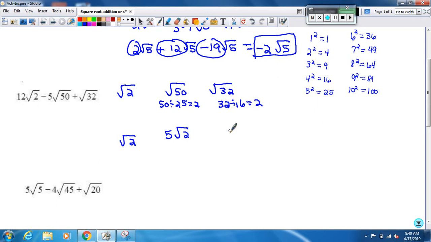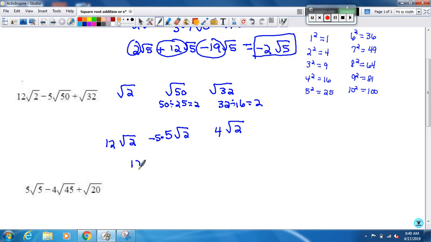And then 32, 32 divided by 16 is 2. So the answer that you get goes underneath. Since I divided by 16, the number out front, the 4, stays out front. Now you check over here to see if you had anything in front of those. The first one had a 12 in front. The second one had a negative 5 in front. And the third one didn't have anything in front of it.